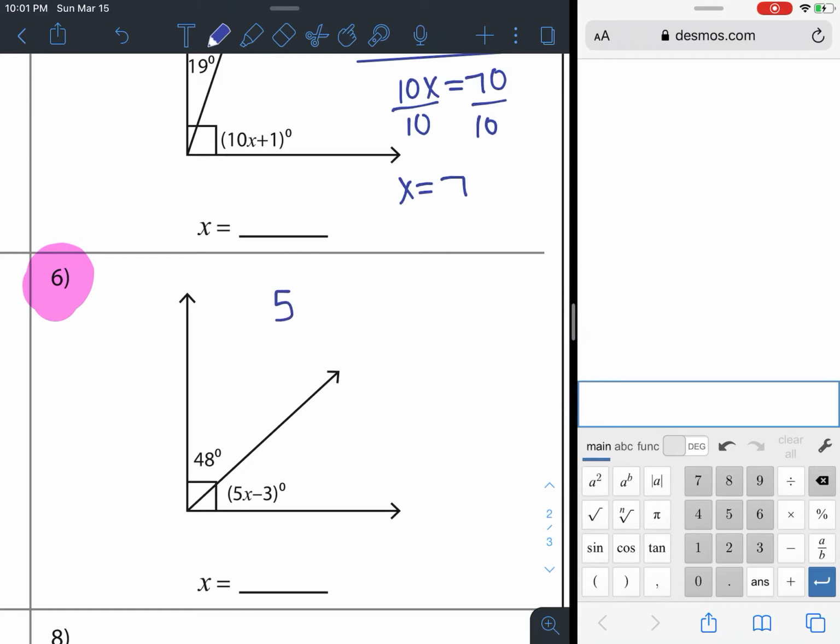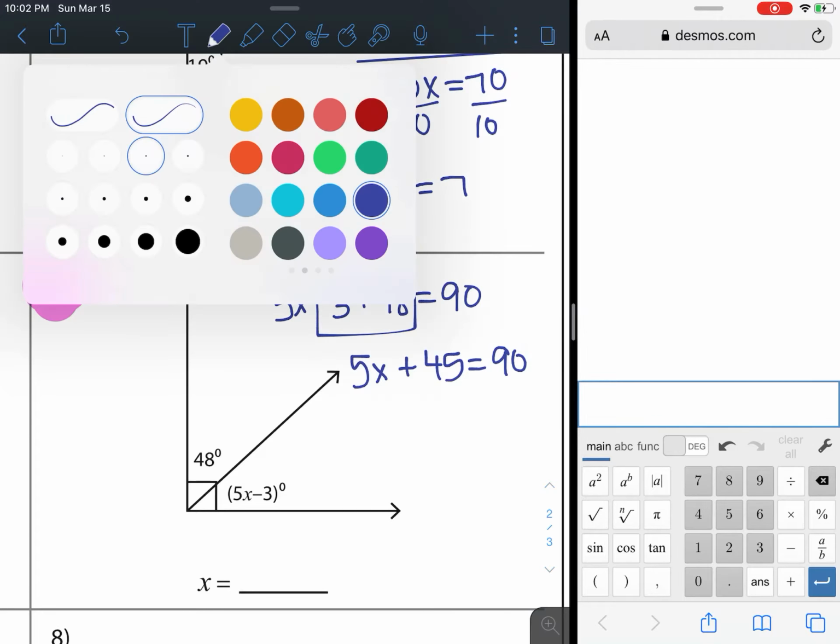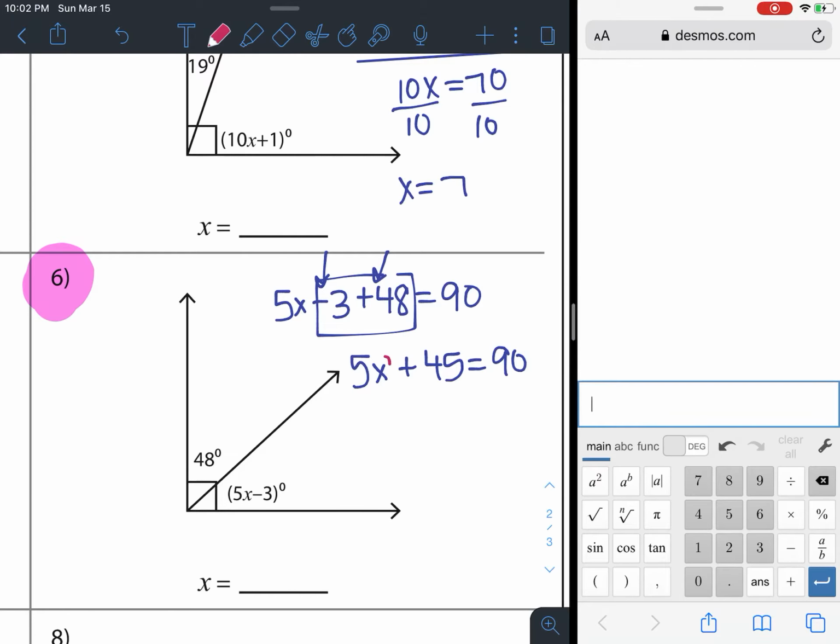Number 6, 5x minus 3 plus 48 equals 90. Combine negative 3 and 48. These are different signs, so we're subtracting. 5x plus 45 equals 90. Remember, we're trying to get x by itself, so we need to get rid of everything with it. So get rid of 45 first. 5x equals 45. Last step, divide by 5. So x is 9.